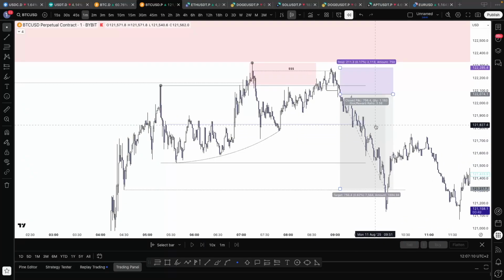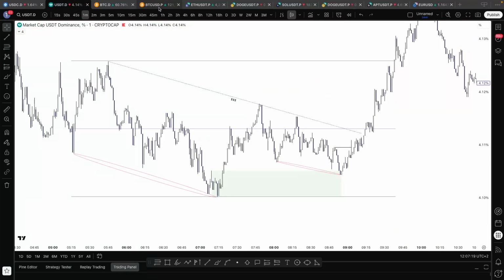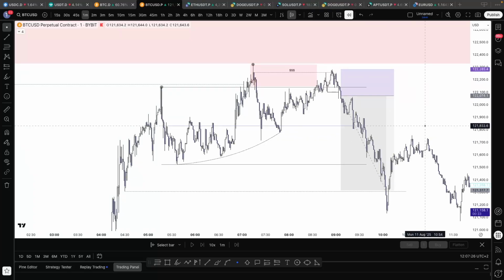So this was a trade for a beautiful 3.6 RR, and I hope you learned something. So again, the two reasons: USDT dominance being in a confirmed accumulation and this bars pattern formation on the tab 3. Those were the main two reasons I really like this Wyckoff schematic.